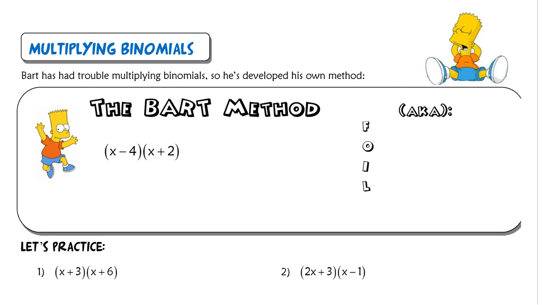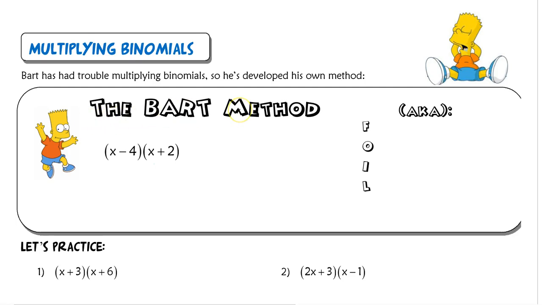Teachers will probably call it FOIL, so I just want to make sure I go over what that means. You might have even heard a teacher in a different math class talk about FOIL, so I will definitely use that term every once in a while, but I like to use the Bart method, is what I call it, because it kind of helps you to figure out which parts you're going to multiply. Alright, so let's get started.